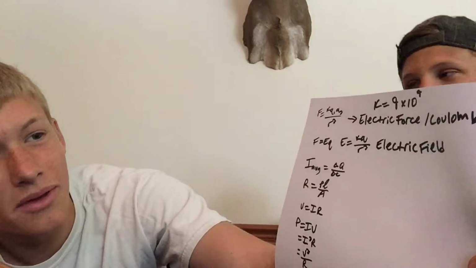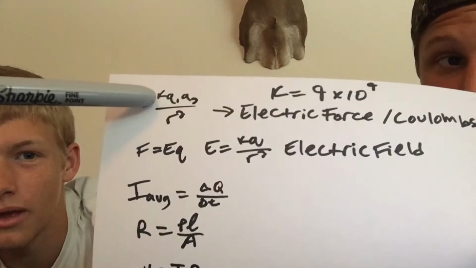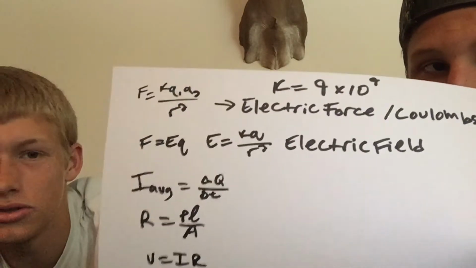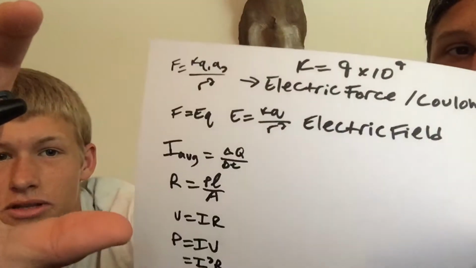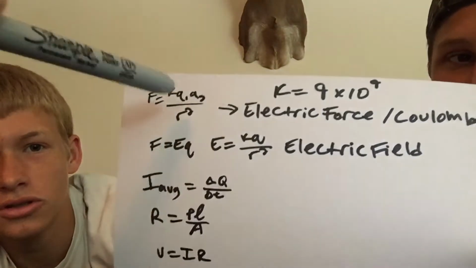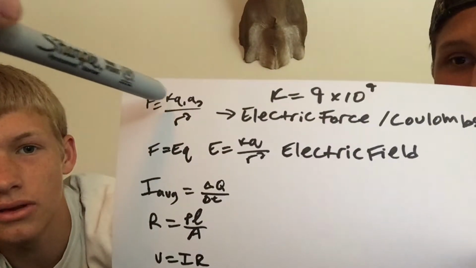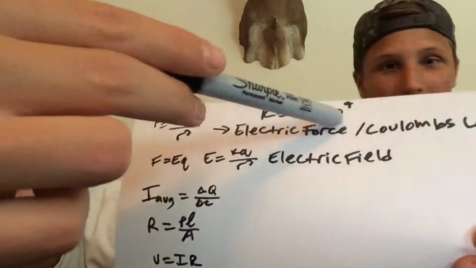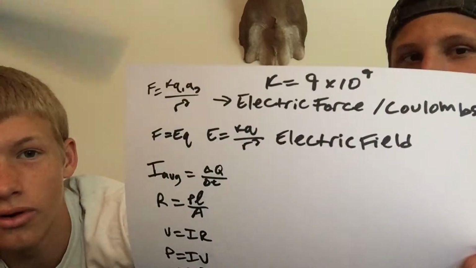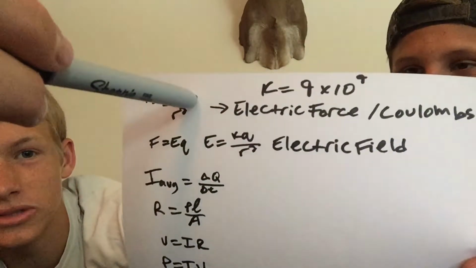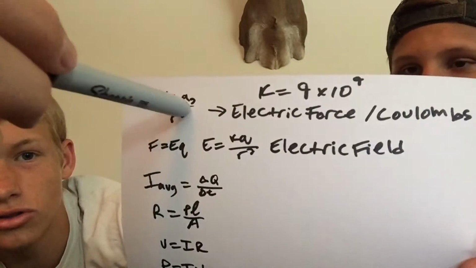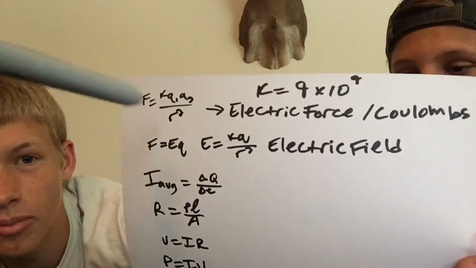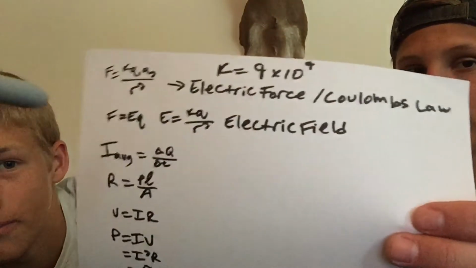I'll look that up. But for the electric force, we have two point charges a separate distance away. The force between them is K, which is a constant, 9 times 10 to the 9th. It's kind of important. First charge times the second charge, all over R squared. So you got to remember that one. That's for electric force, or Coulomb's law.